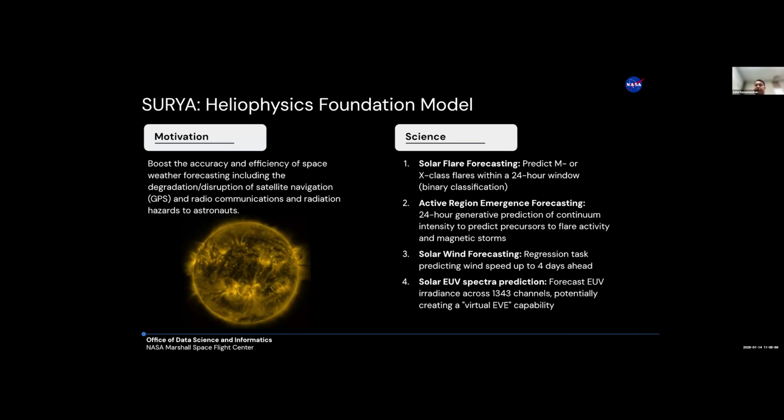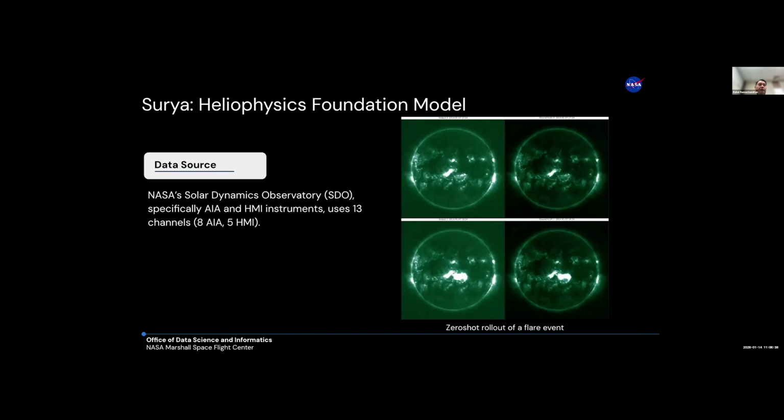The most recent model that we have released is Surya, the Heliophysics Foundation model, trying to address space weather challenges. Again, the design of the model is driven by science use cases. There are 4 different science use cases that were used to scope out the particular design of the architecture as well as the utility of the model. The solar flare forecasting, looking at active region emergence forecasting, solar wind forecasting, and then trying to do this virtual sensor capability where you can predict EUV spectra if you have missing data sets. So those were the use cases that were used to design this model.